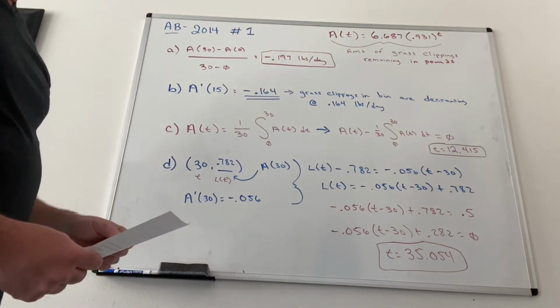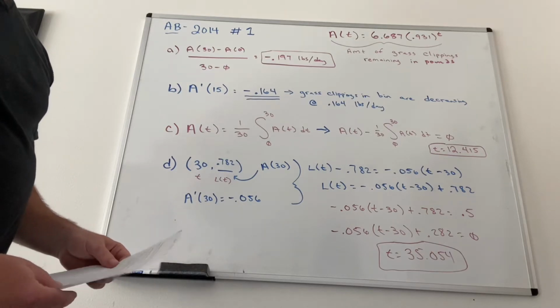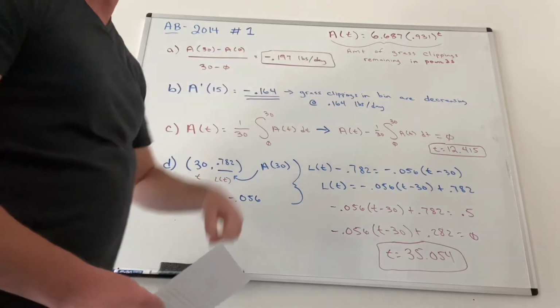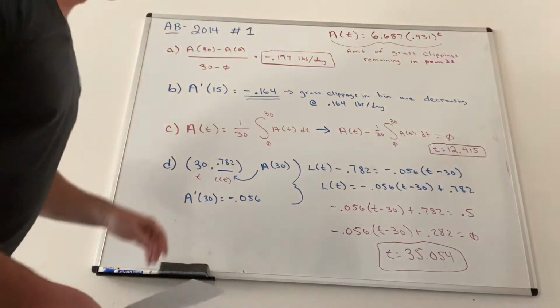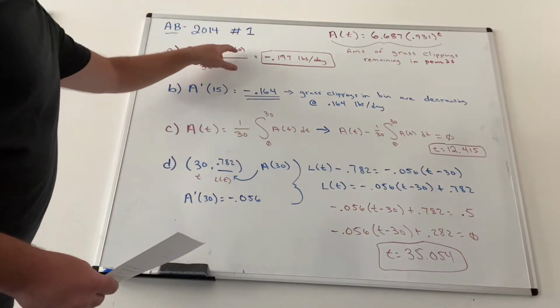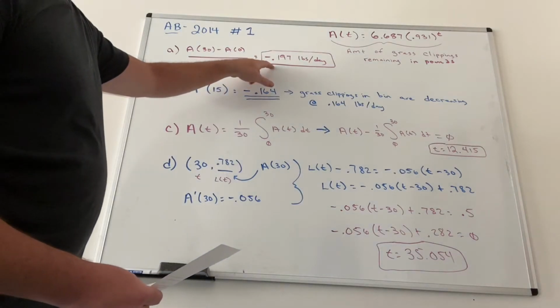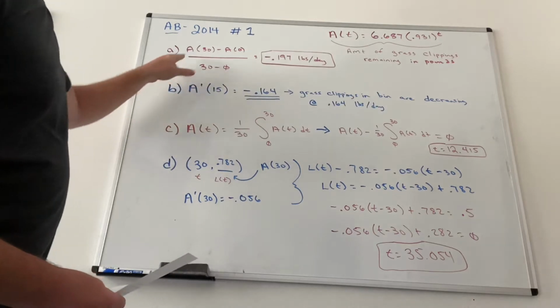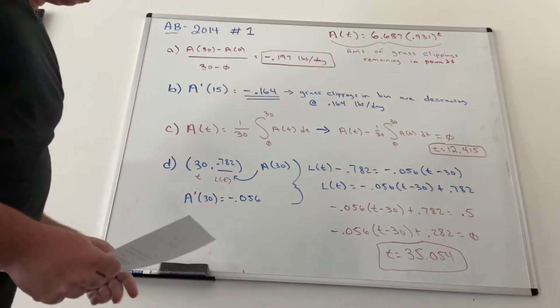Okay, part A, it wants us to find the average rate of change of A of T between 0 and 30. So A of T is continuous and differentiable, so I can get my average rate of change by doing the slope of the endpoints. So A of 30 minus A of 0 over 30 minus 0 gives me negative 1.97. Since A of T is in pounds and I'm dividing by days, I have pounds per day.